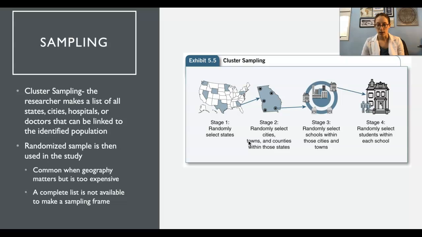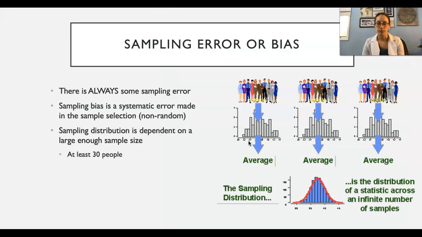So for example, we have stage 1, randomly selecting states out of the country. Stage 2 would be randomly selecting cities or towns within those states. And then at stage 3, we randomly select schools within those cities and towns. And then stage 4, we randomly select students within each one of those schools. So we still get a relatively generalized sample, but it's because we made it random every step of the way.